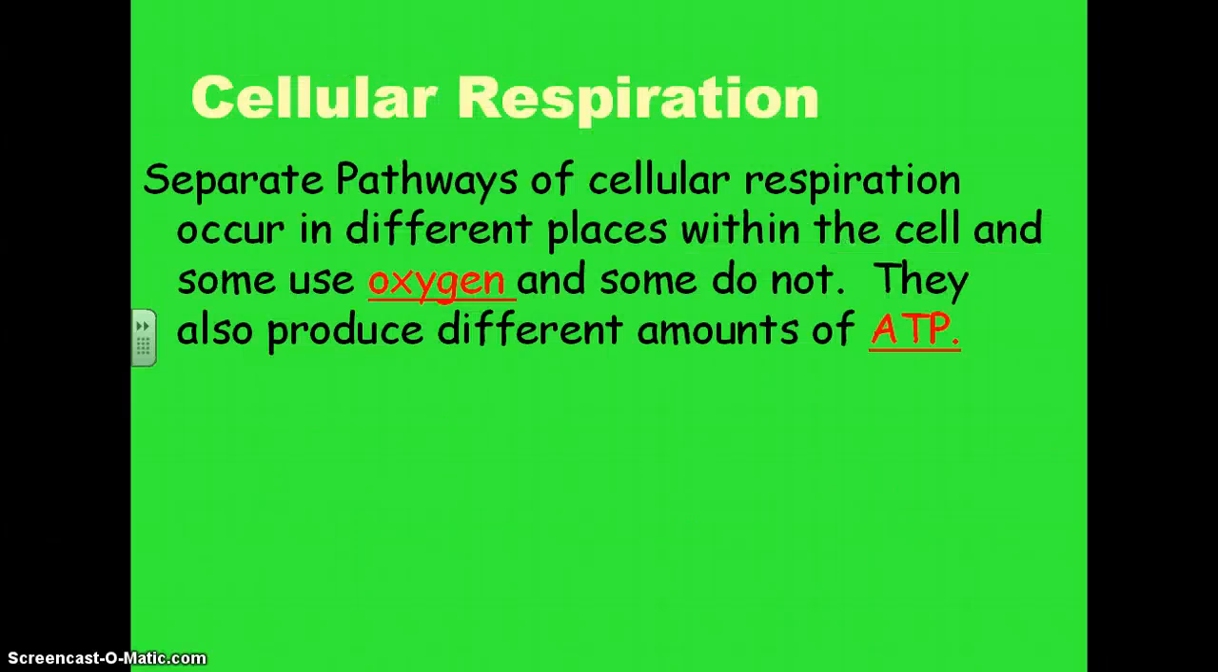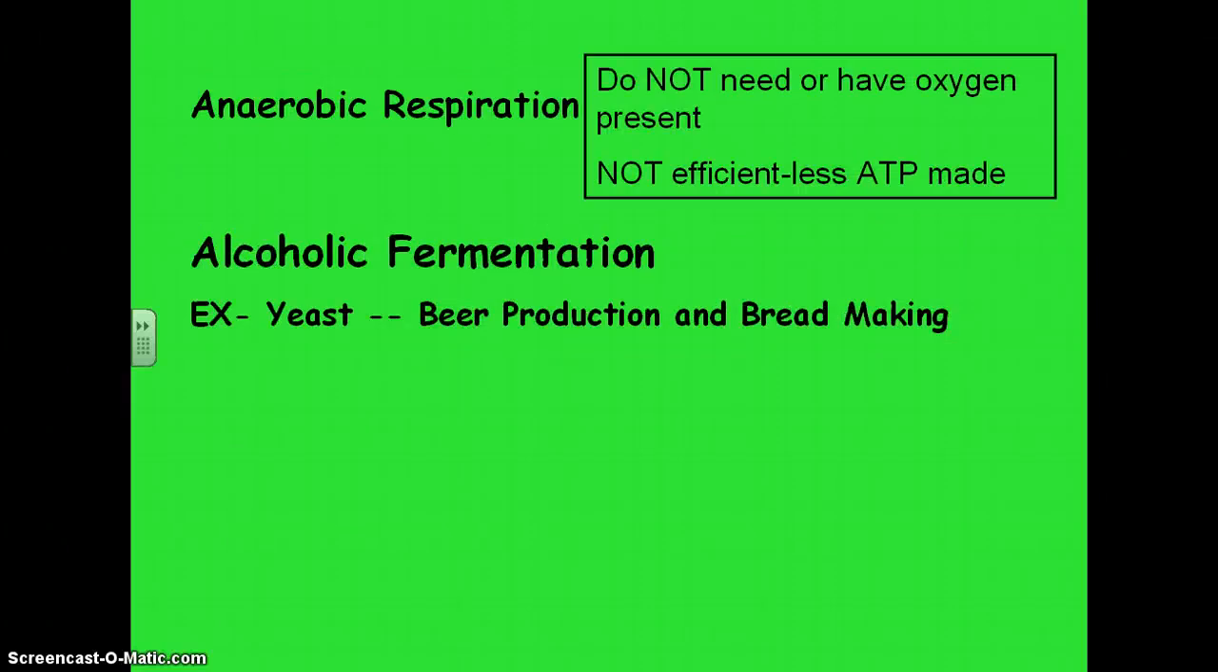So, separate pathways of cellular respiration occur in different places within the cell. Some use oxygen and some do not. They also produce different amounts of ATP. So we talked that aerobic is with oxygen. Now, anaerobic is the opposite. It is without oxygen. You do not need it or have oxygen present. Because there's no oxygen, it is significantly less efficient than aerobic respiration.